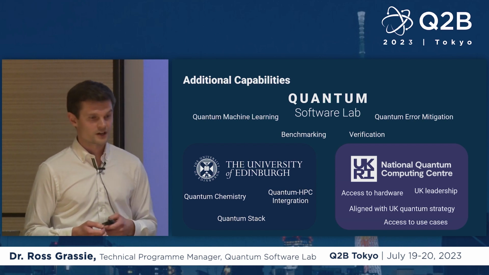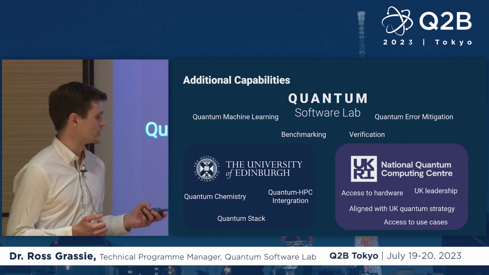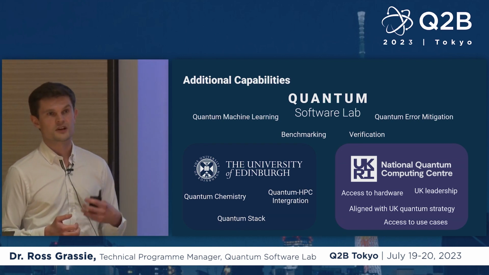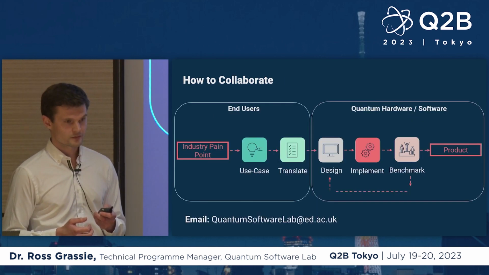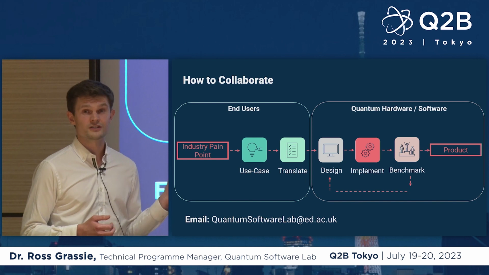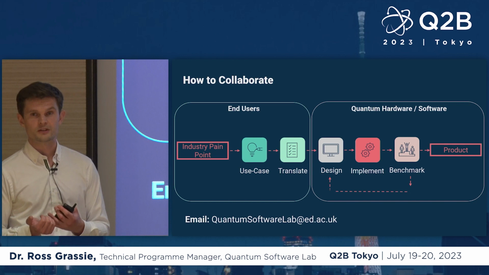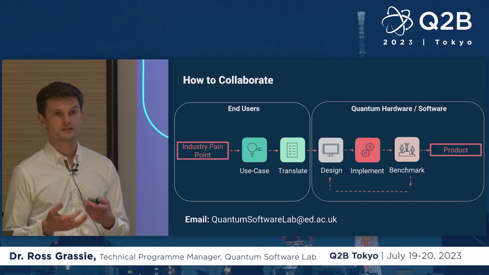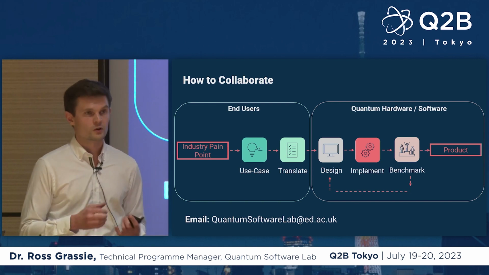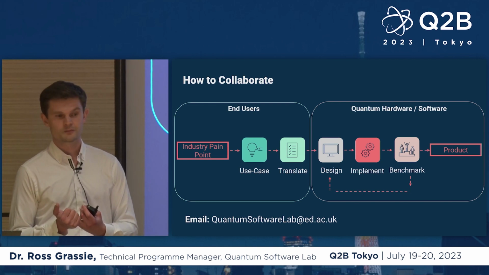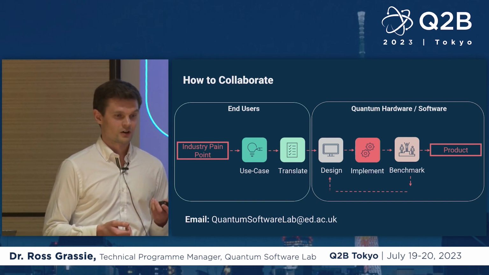Through our partnership with the National Quantum Computing Centre, we are aligned with the UK's National Quantum Strategy. We're getting access to different hardware platforms, and we're helping them in their use case development as well. So we're here today because we would like to collaborate. If you're an end user, we would like to co-develop use cases and translate your needs into mathematical problems to give our researchers. If you're a quantum hardware or a quantum software company, we want to co-design, implement, and benchmark quantum solutions on your platform.